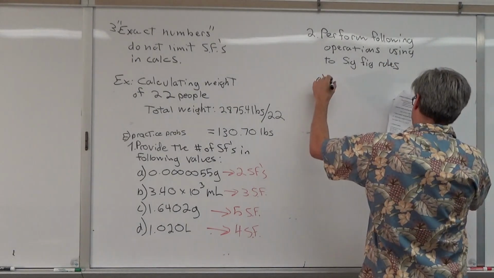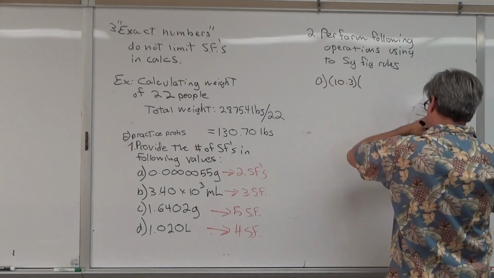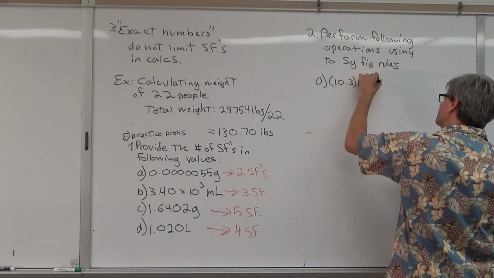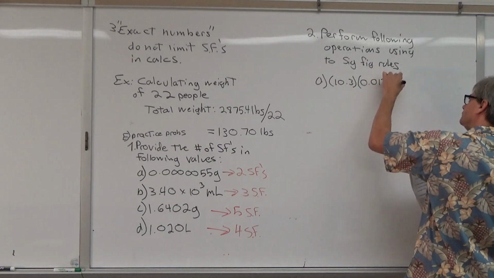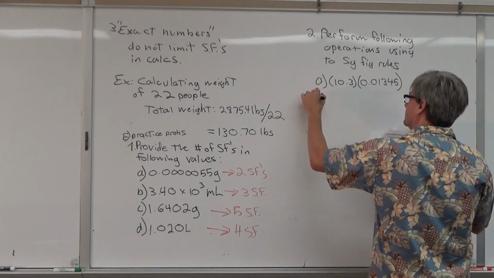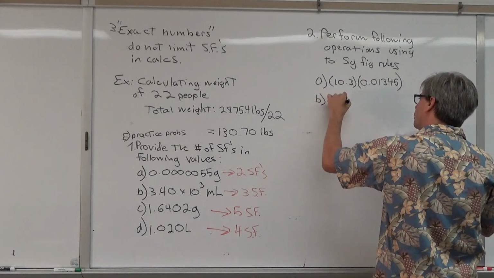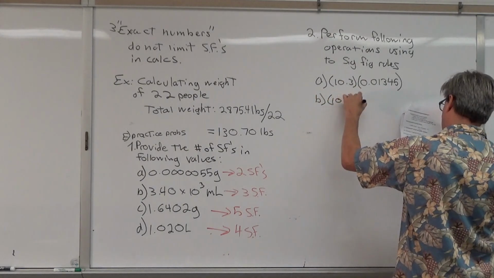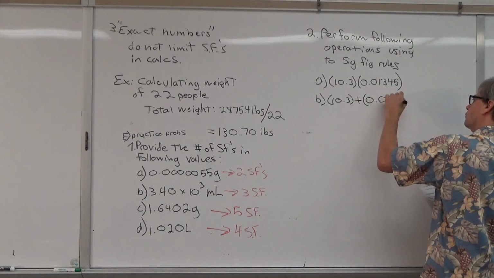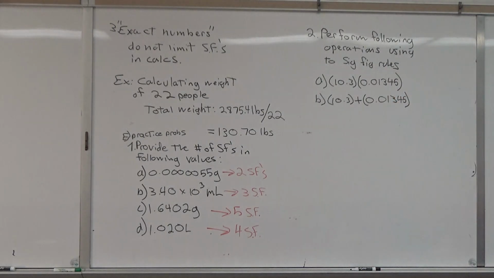Okay, so 10.3 times 0.01345. B, to sort of exemplify the difference between them, 10.3 plus, same number, 0.01345. Give it a pause, figure it out.